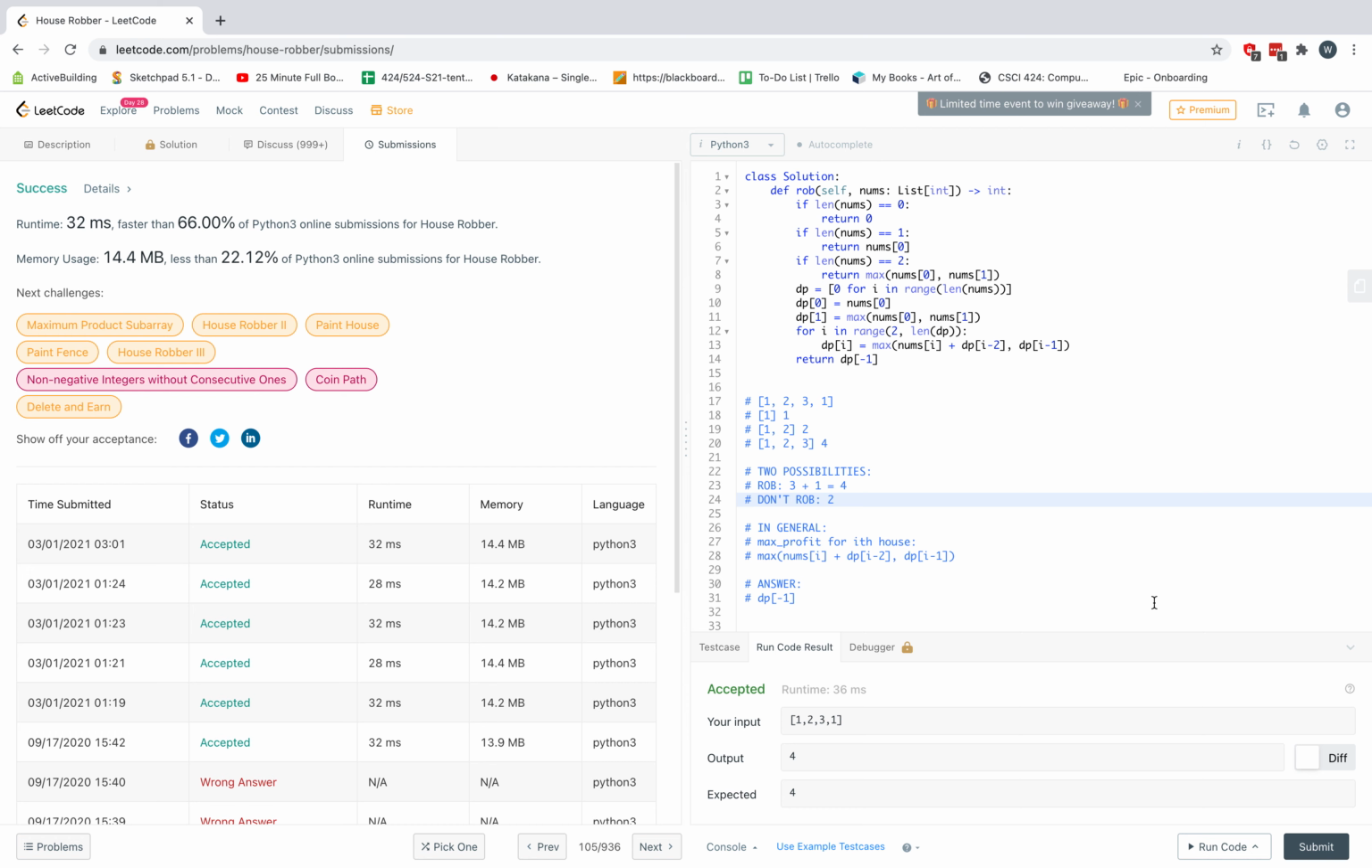The time complexity here is big O of n, which means linear in the length of your input list. We also have a space complexity that is also big O of n, because we need this DP table, right?